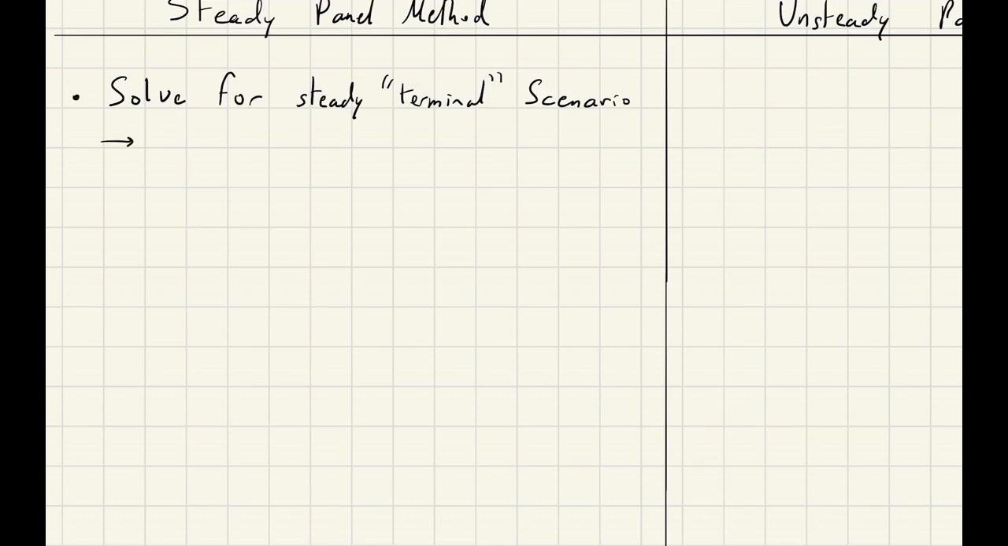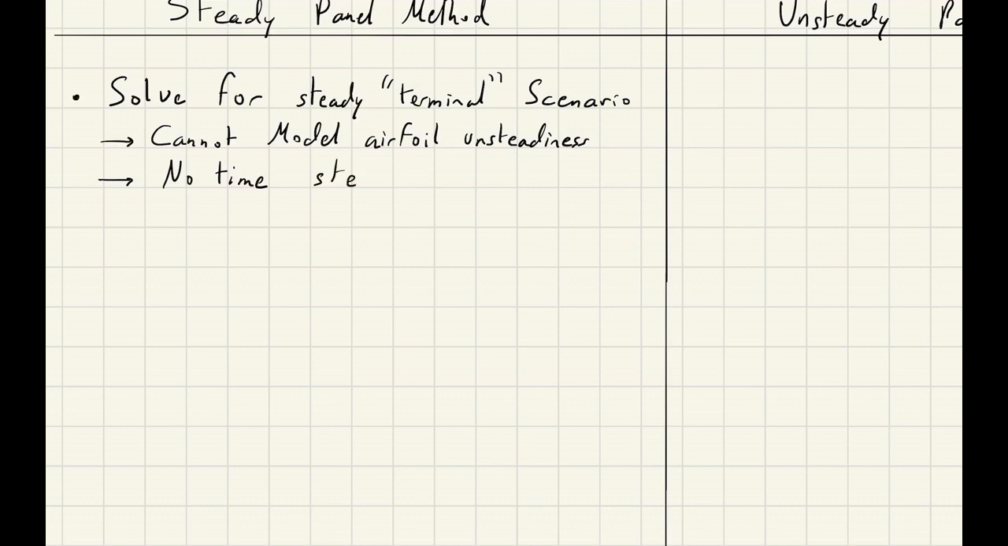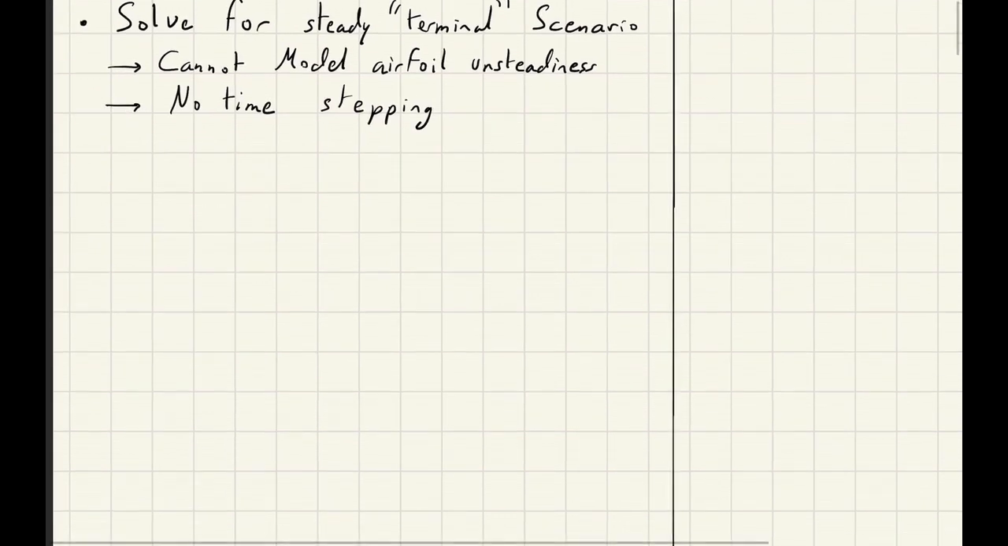So when we do this, we really cannot model airfoil unsteadiness, such as the start of a motion, or even capturing unsteady maneuvers like pitching or surging, plunging, all that stuff. We also do not time step. We just look at the final case or the final time step, essentially. We do not time step or march in time.